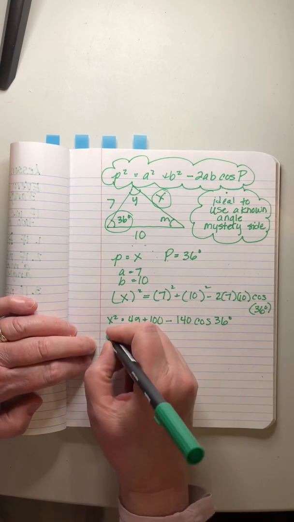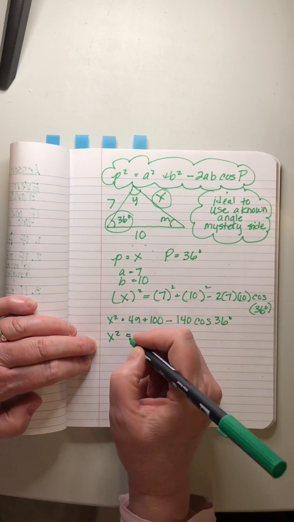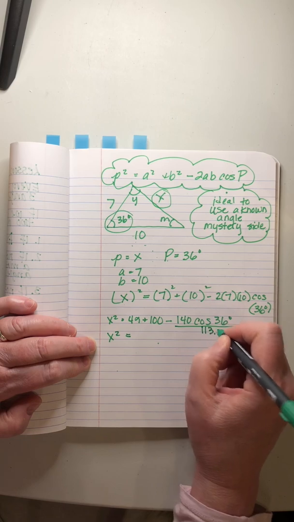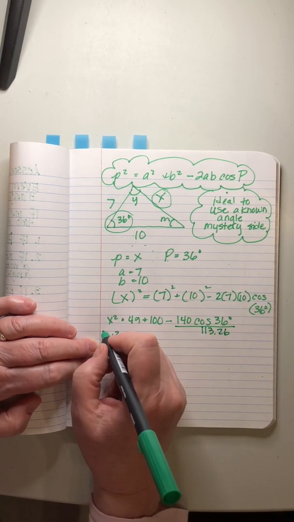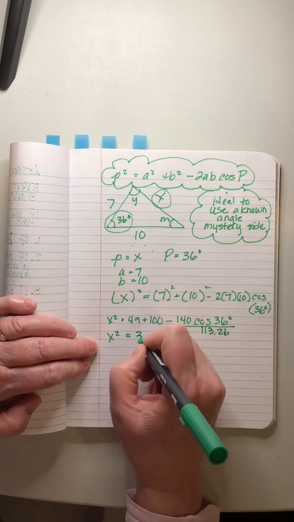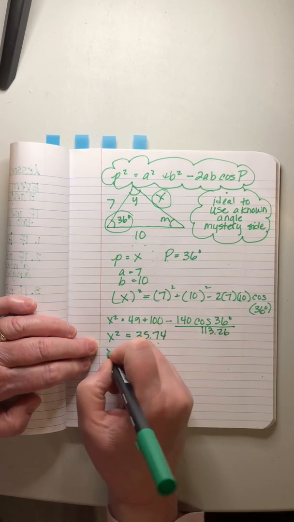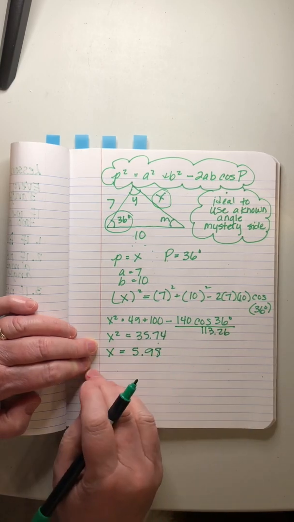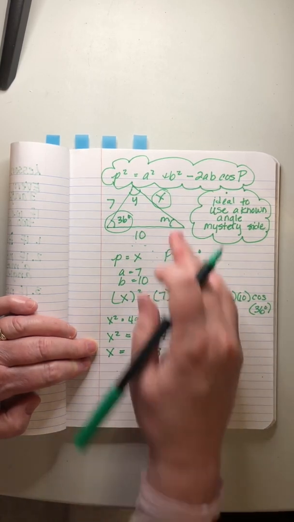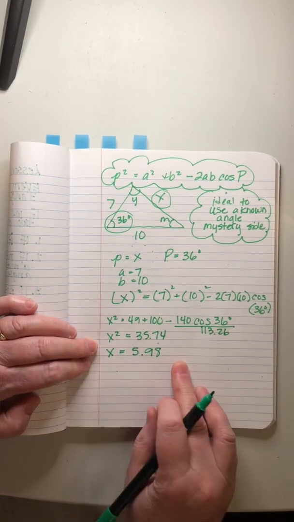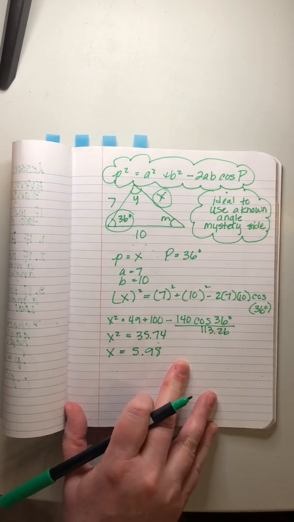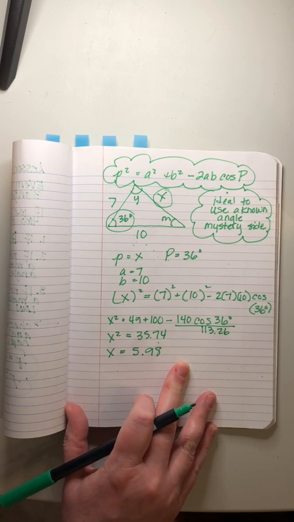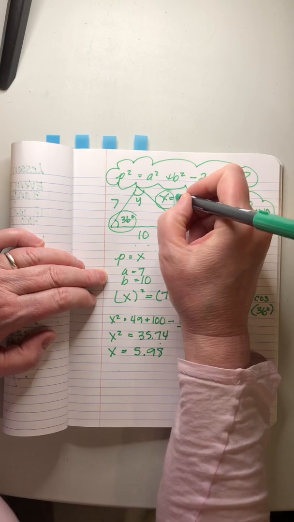And then you'll get x squared equals, let's see, this much of it, 113.26. And then you'll add all that and you'll get x squared equals 35.74. And then you'll square root it. x equals 5.98. We can discard the negative root because I'm pretty sure that's not a negative number. And there now we have x equals 5.98 units long. Thank you, Law of Cosines, for helping us get that.